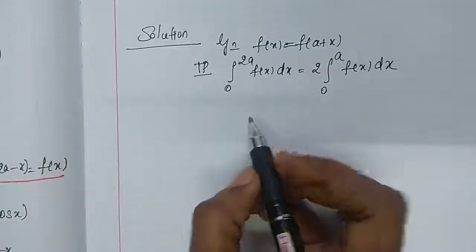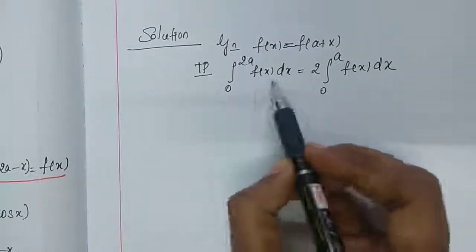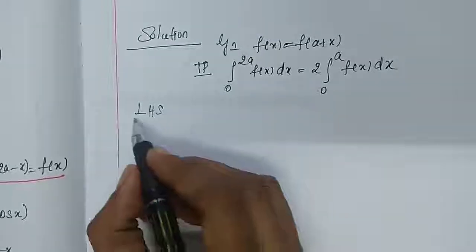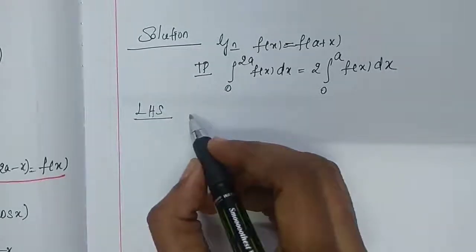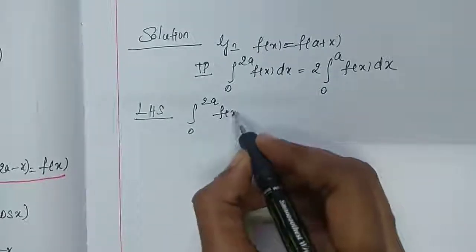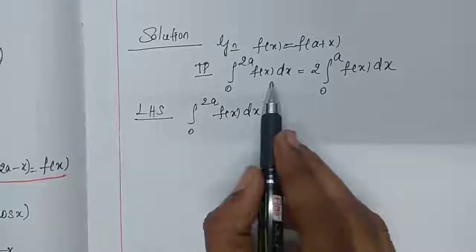First, we start with the left hand side. Our left hand side is equal to the integral from 0 to 2a of f of x dx.